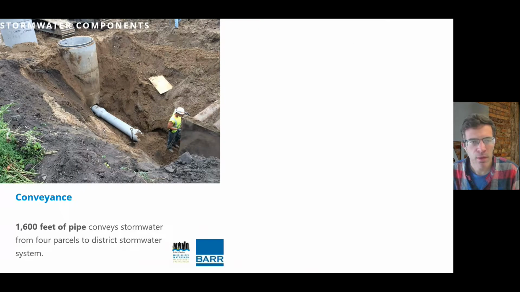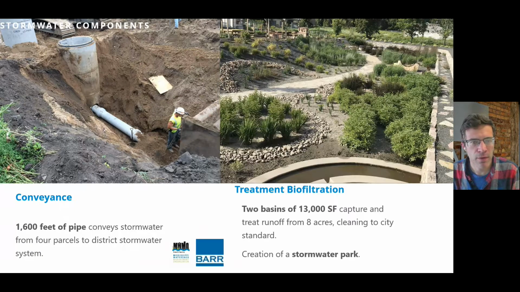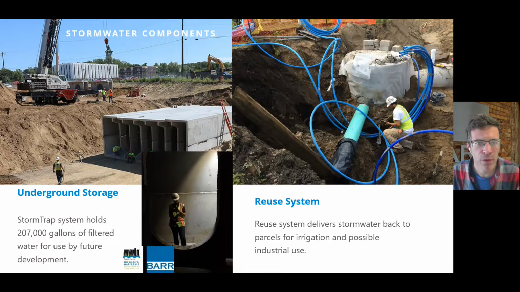What some of the construction photos look like of the pipes and the biofiltration basins. There are 2 of those. The largest one created the core of a larger park, and the basin itself became a park. You can see the trails going through there. I'll have more photos of that in a few slides. First, the underground storage, and then the vast network of reuse pipes coursing all throughout this neighborhood to bring irrigation water to those that needed to use it.